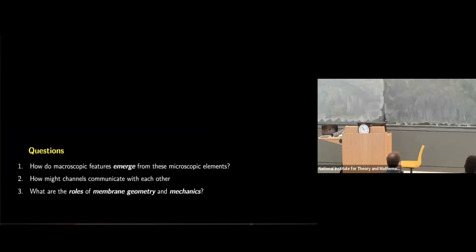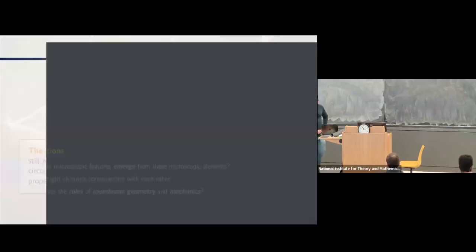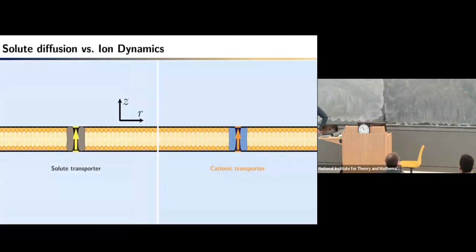And so the questions that sort of guide this work is sort of, how do these macroscopic features of voltage emerge from these microscopic elements? How might channels communicate with each other? And eventually, we also want to think about the role of membrane geometry and mechanics. And so why is this? It's seemingly a very, very simple question, but this is what makes it hard. So think of the channel being not an ion channel, but a channel for a solute, like glucose or something else that is not charged.